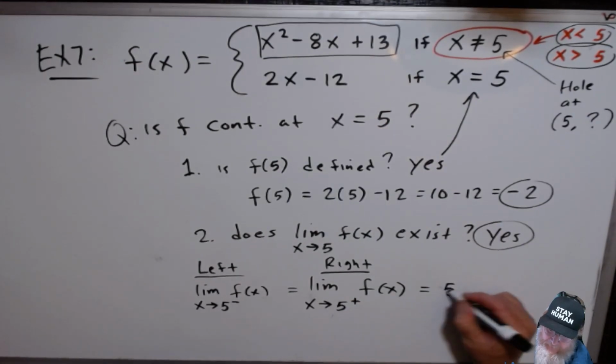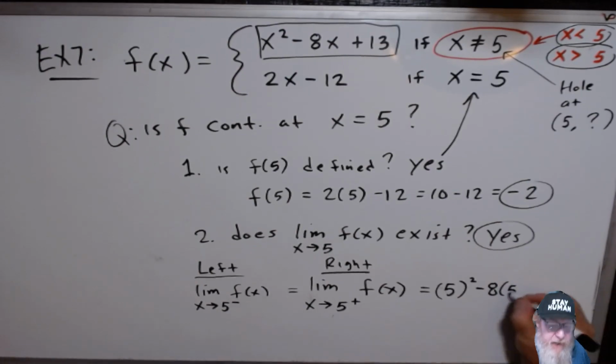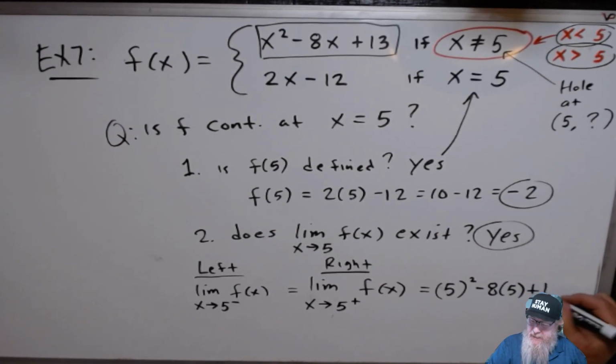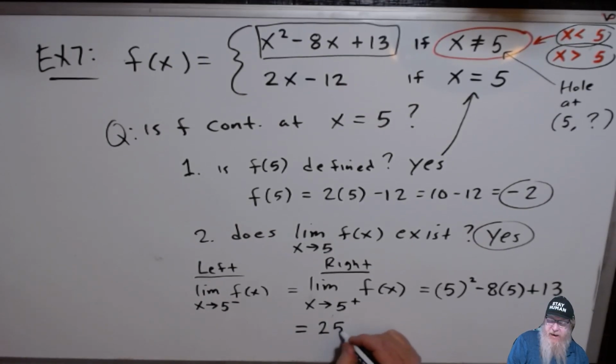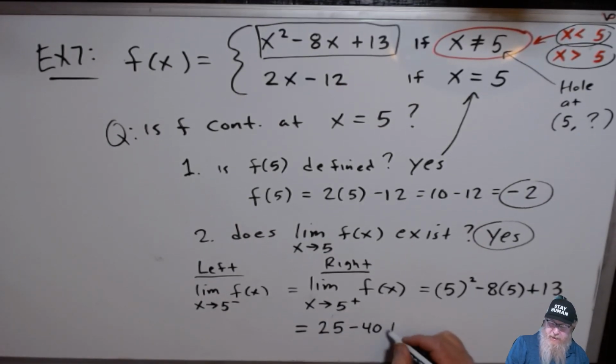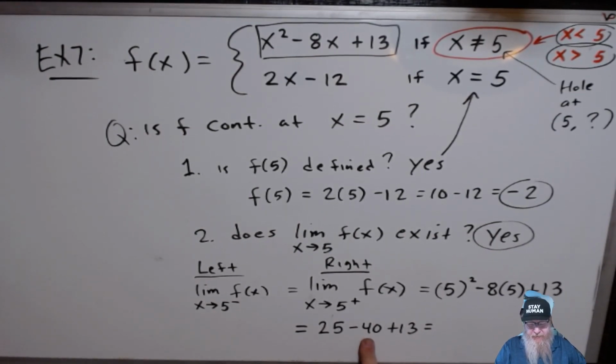That'll be 5 squared. That's piece 1, minus 8 times 5, plus 13. Sorry, my head's getting in the way. So that'll be 25 minus 40 plus 13. That'll be -15 plus 13, which is -2.